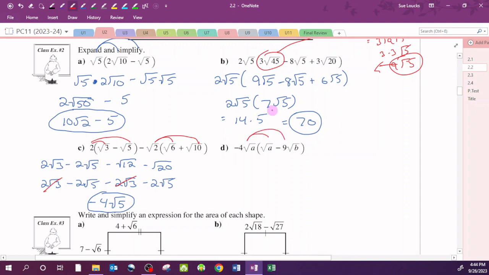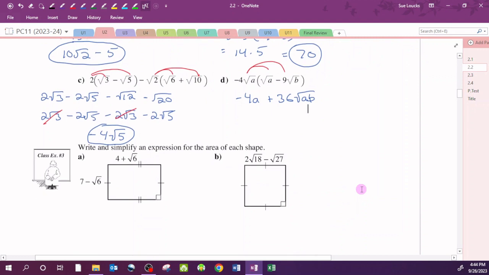distribute this one. I get negative 4a times root a is minus 4a, and then a negative 4 times negative 9 is plus 36, and root ab. That one was easier. I'm not sure why. I guess because we couldn't simplify much along the way there, could we?